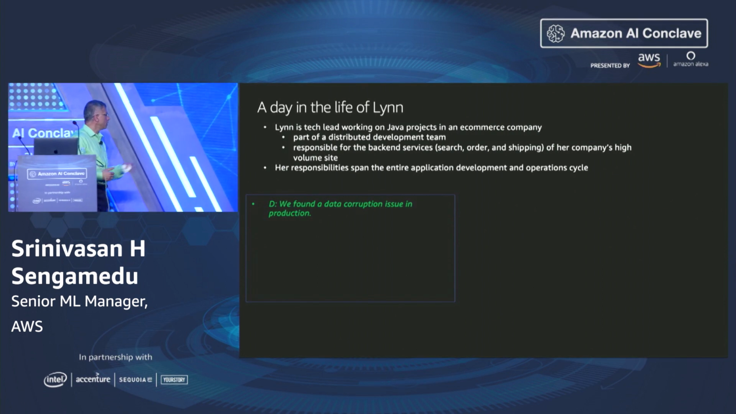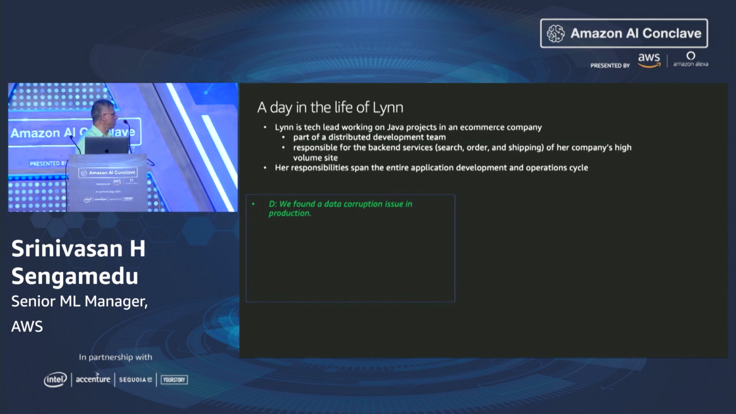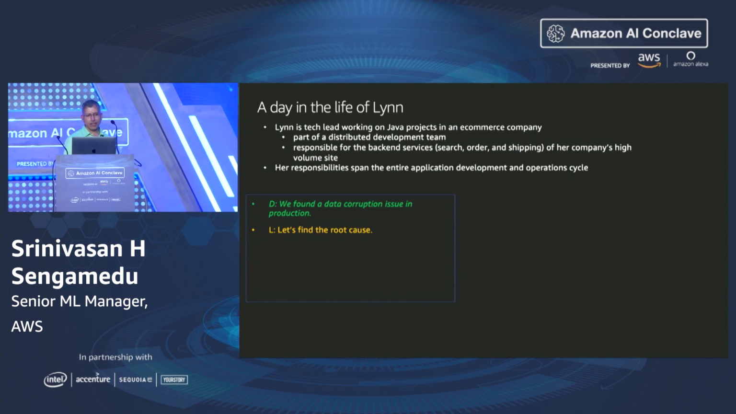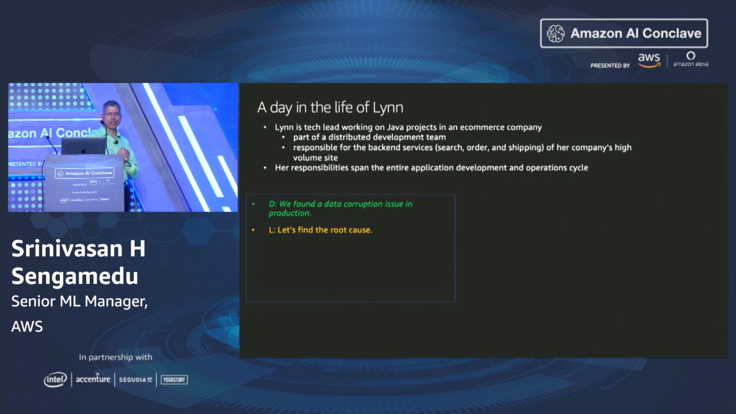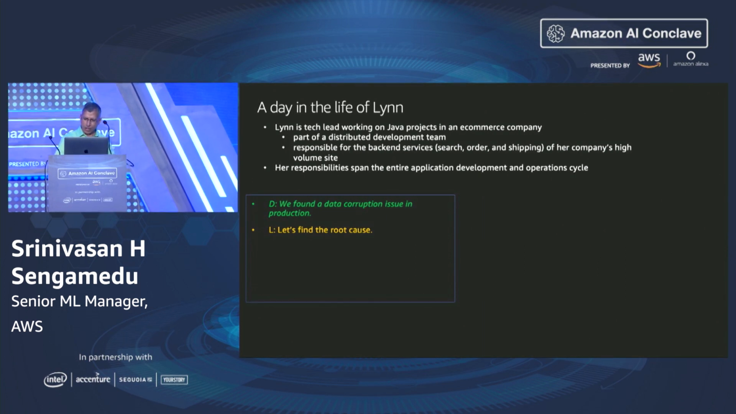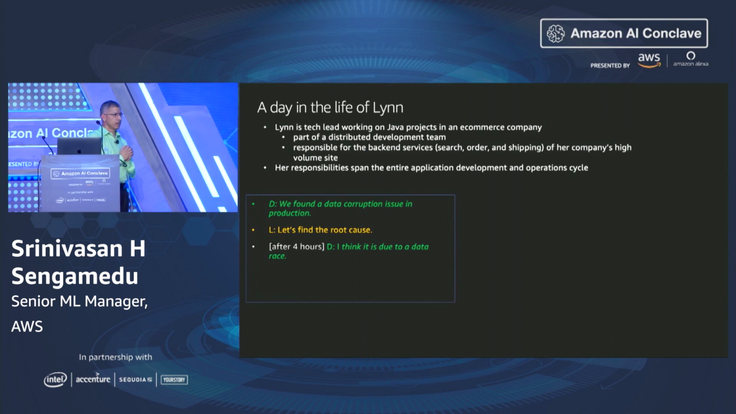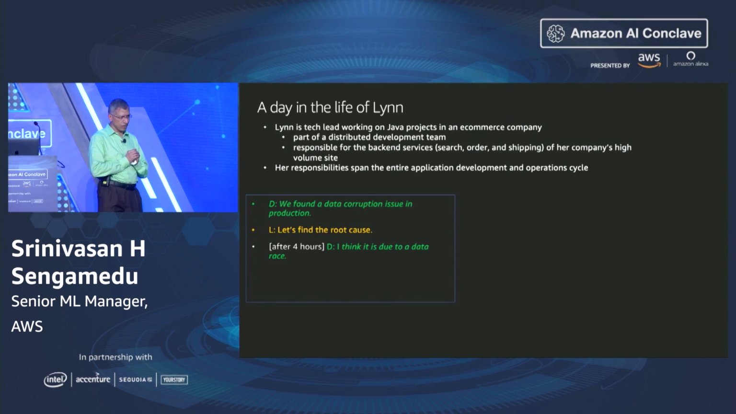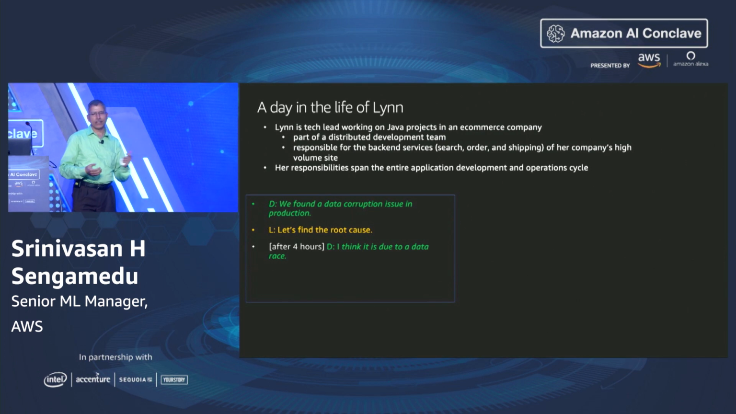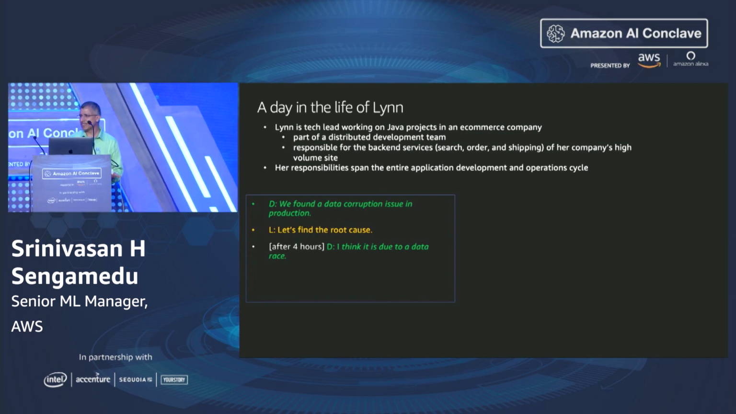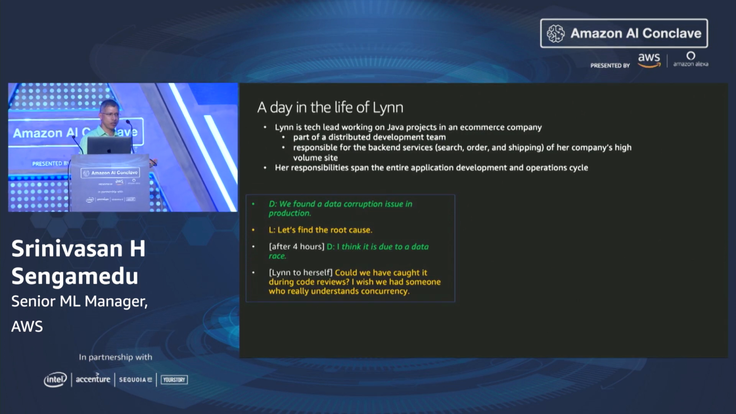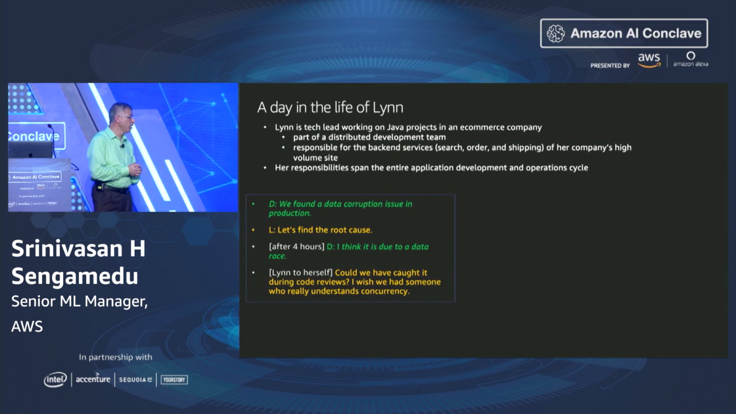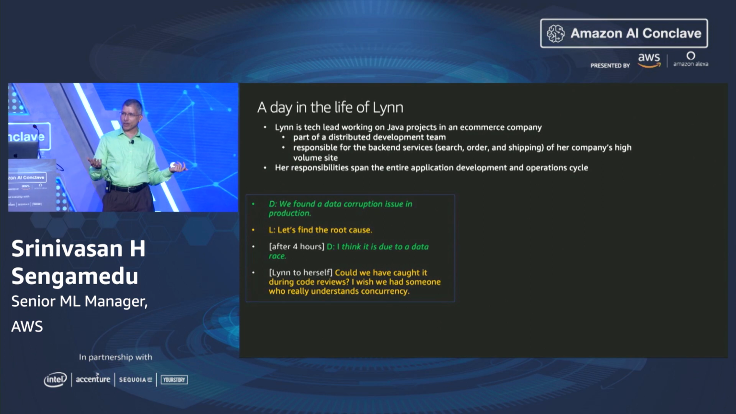In the first one, a developer comes to her and says, we found a data corruption issue in production, and Lynn says, okay, let's go and find out what's going on. After 4 hours, the developer comes and says, I think it's due to a data race. If you find a data corruption issue in production, obviously you encourage the developer to fix it. At the same time, Lynn cannot help thinking to herself, why did we miss it in our code reviews?